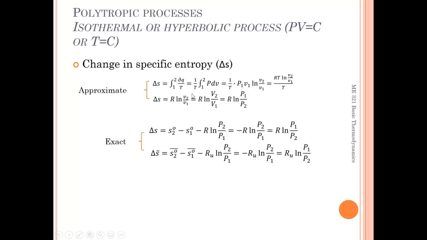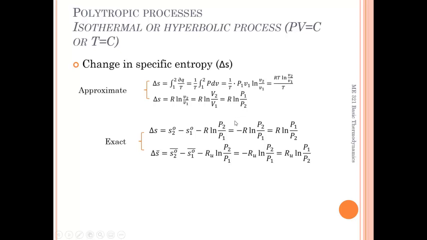Remember that we can also write the ratio of the final and initial specific volumes as the ratio of the final and initial total volumes. We can further transform this equation by replacing this ratio by the ratio of the initial and final absolute pressures.